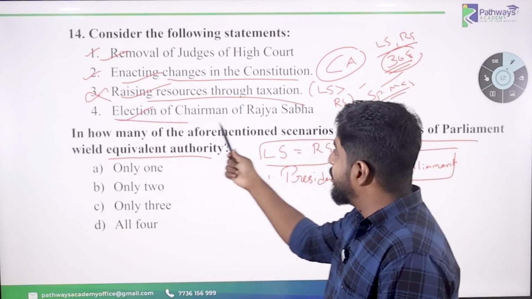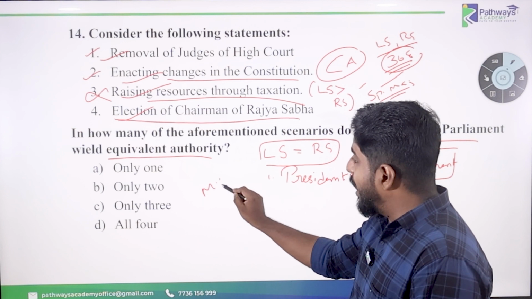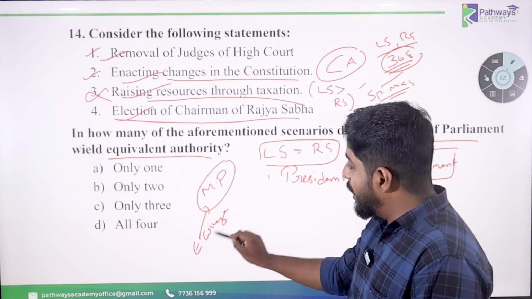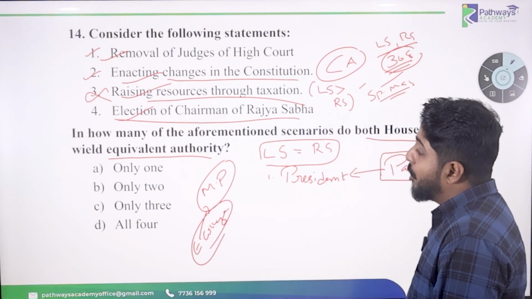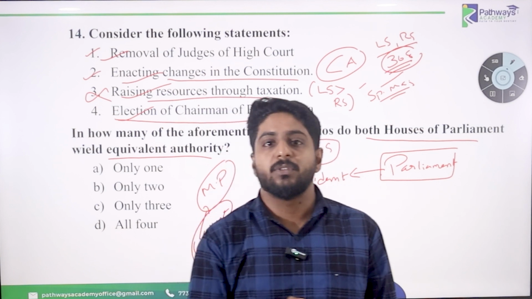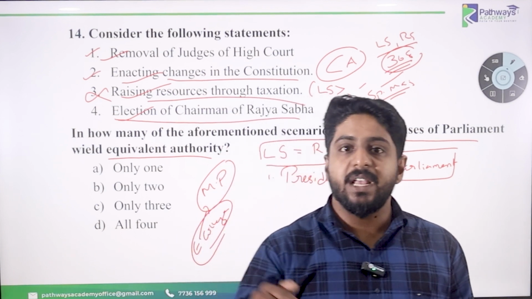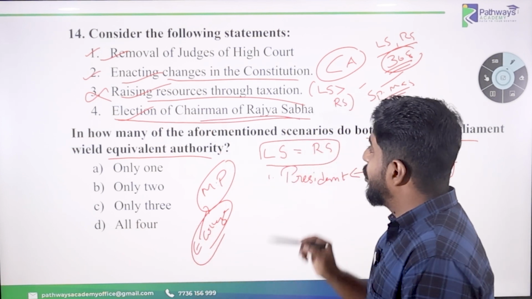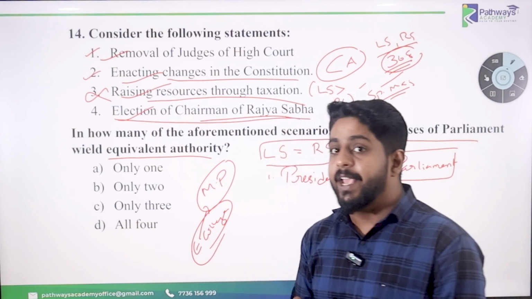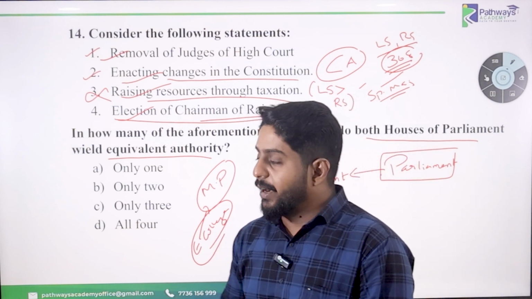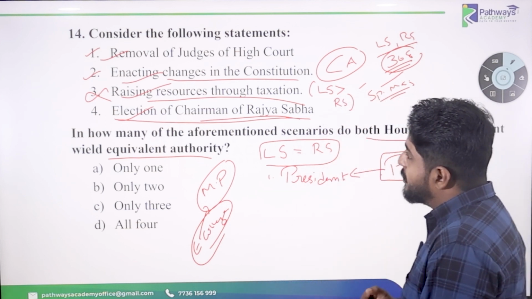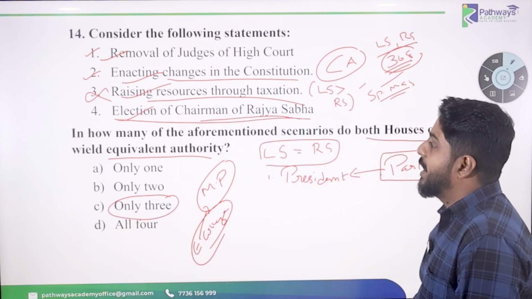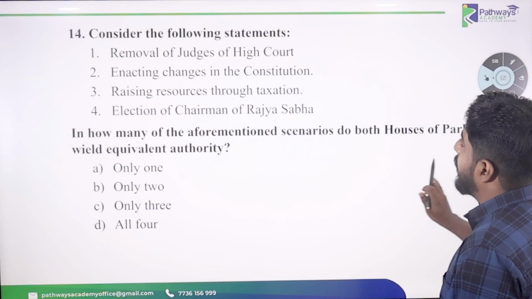Election of chairman of Rajya Sabha. Yes, sir, all the members of the parliament constitute the electoral college for the election of chairman of Rajya Sabha. All the members of the parliament, be it the members of Rajya Sabha or Lok Sabha, all have equivalent power, which means Rajya Sabha as well as Lok Sabha have equal authority regarding the election of chairman of Rajya Sabha. So only 3 statements say that Lok Sabha and Rajya Sabha have equivalent power.